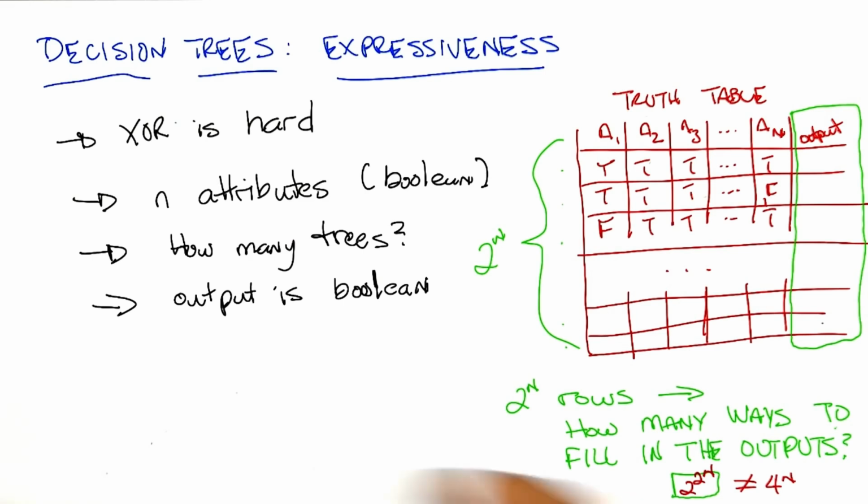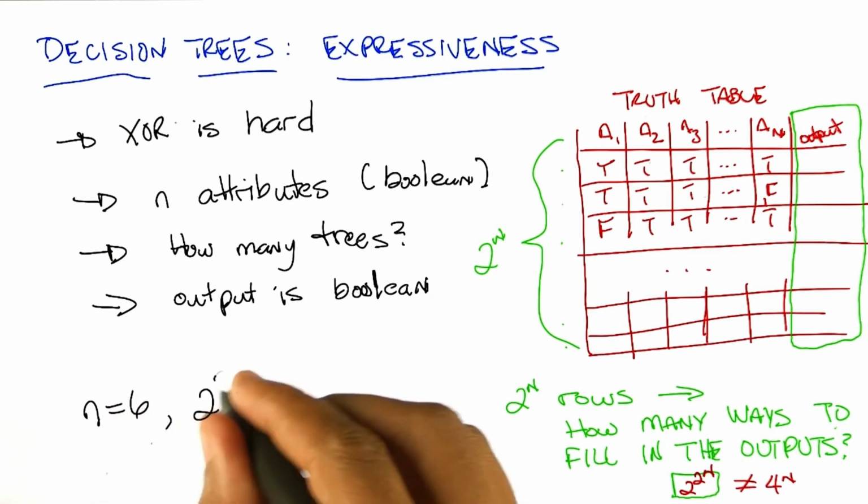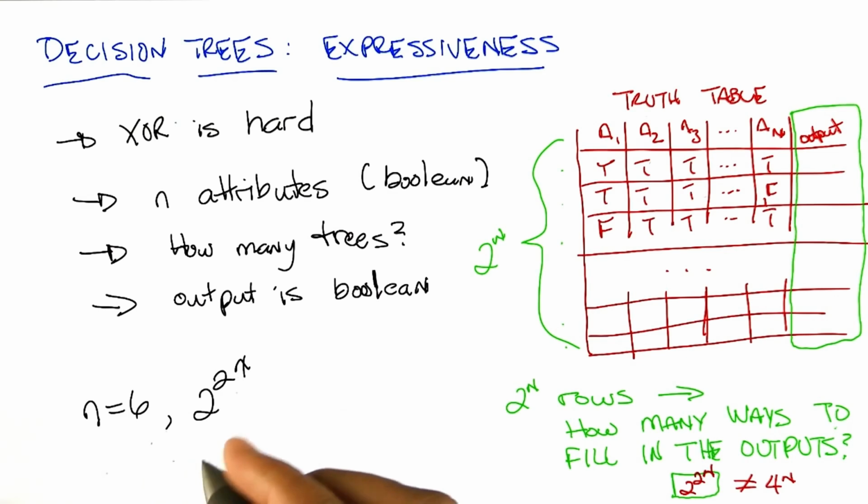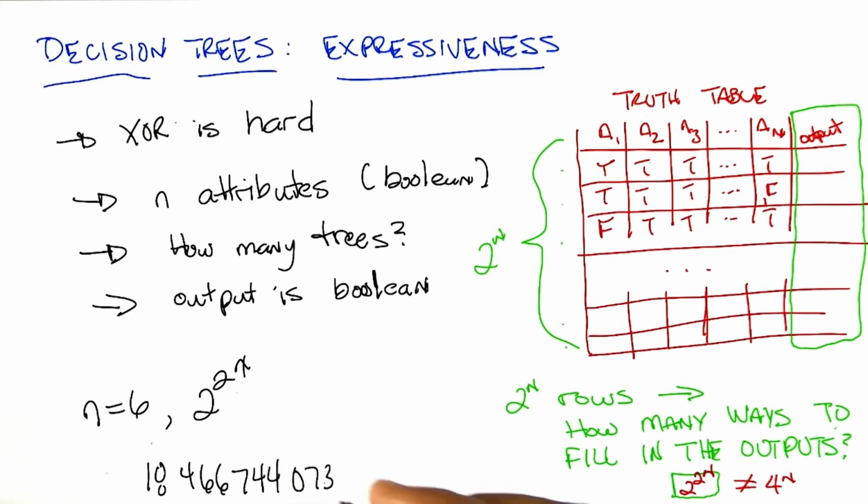What if I told you that for n equals 6, 2 to the 2 to the n was, I'm going to start writing it, okay? Ready. 1, 8, 4, 6, 6, 7, 4, 4, 0, 7, 3, 7, 0, 9, 5, 5, 1, 6, 1, 6. Holy monkeys. Yes, that is in fact the technical term for this number. It's a holy monkey. It is a very, very big number.